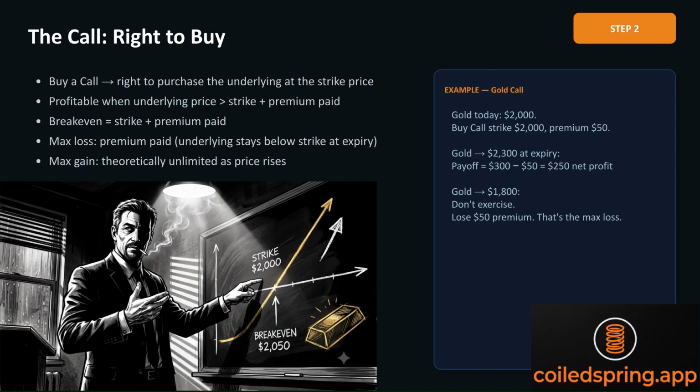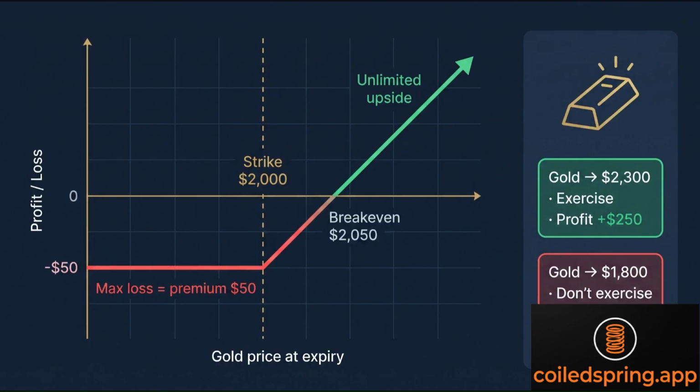On the upside, there is no ceiling. If the asset keeps climbing, $300, $400, $500, your call keeps gaining value. That's why we say the maximum gain is theoretically unlimited. Let's go through the gold example on the right, step by step. Gold is trading at $2,000 per ounce today. You buy a call option with a strike of $2,000 and pay a premium of $50. Your break-even is $2,000 plus $50, so $2,050. If gold is above $2,050 at expiry, you're profitable.